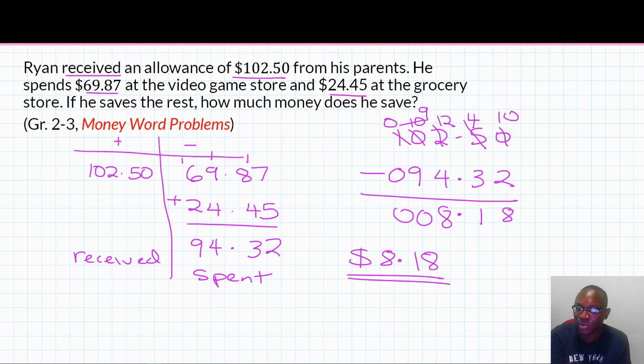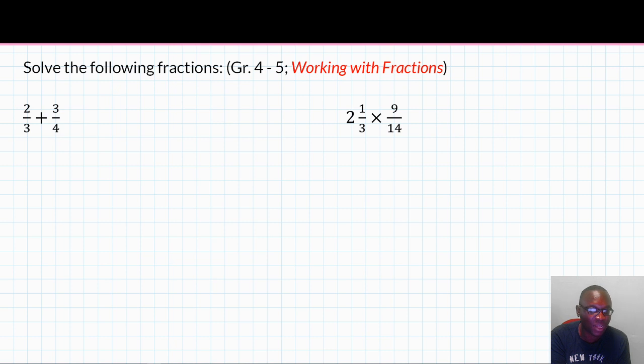All right, so let me see what we have next. We have our fractions. After this, I'm going to entertain a question. I think we have time, so we'll keep going. So we have these fractions. We're going to add 2/3 and 3/4, and then we're going to multiply 2 1/3 by 9/14. I have another question that a student sent, so most likely after this, I'll address that question.